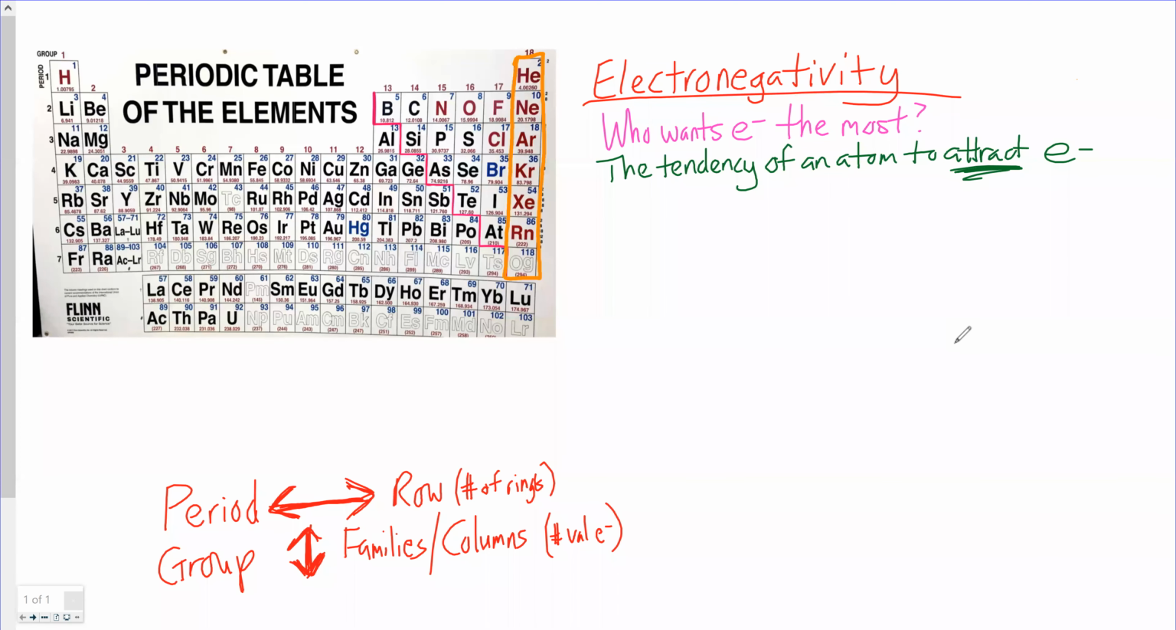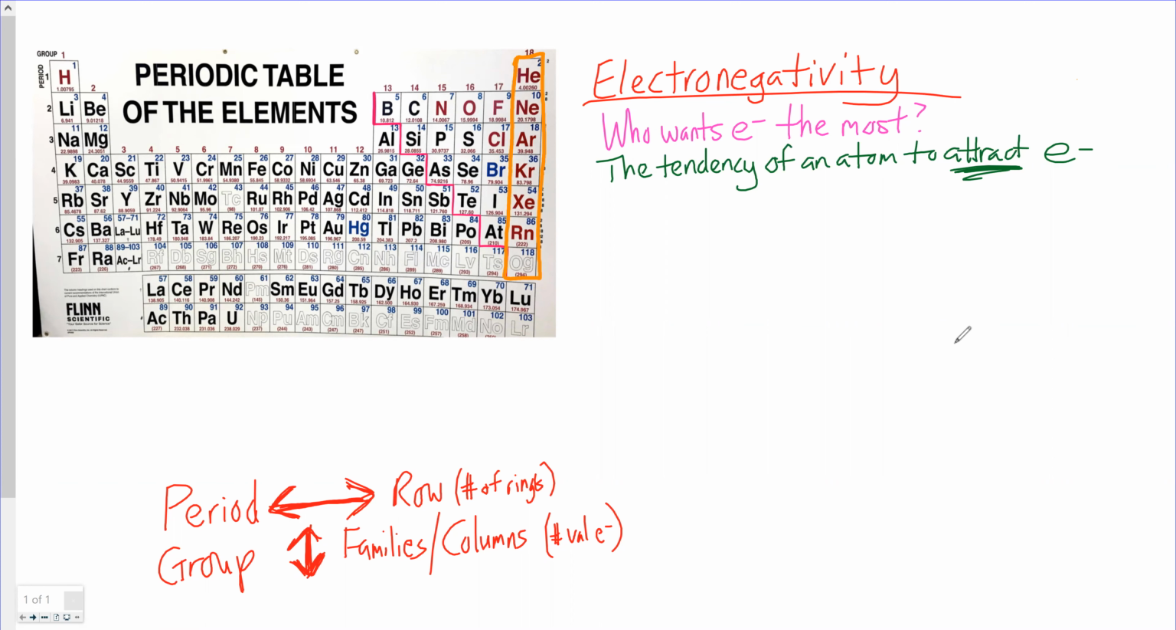All right, so I just drew my box back around the noble gases because we know everybody wants to be like the noble gases, okay? They are the it crew, okay? They have 8 valence electrons and everybody wants to get 8 because 8 is great, okay?